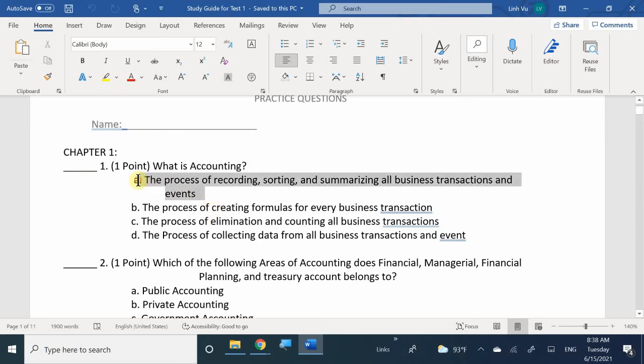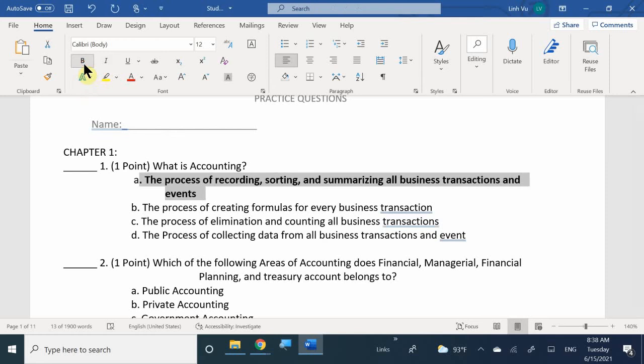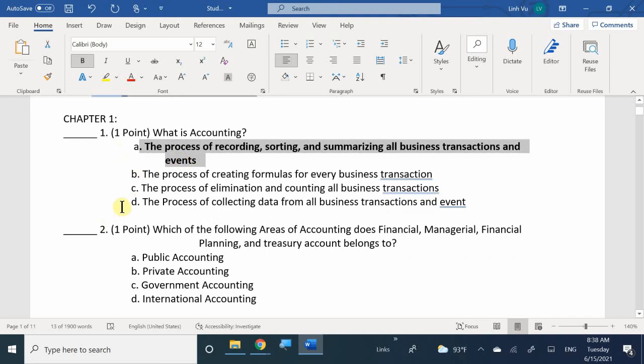Yes, as you guys know, it isn't the process of creating formulas. It isn't the process of elimination, nor is it the process to collect data, right? So we've seen this question before. That's good. A, as long as you understand that it's analyzing, sorting, summarizing, interpreting, collecting, it's all of that.